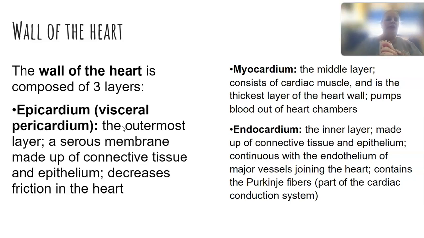Your myocardium is your middle layer, which consists of cardiac muscle and is the thickest part of the heart wall. This is the pretty thick layer right here, and it pumps blood out of the heart chambers. And then your endocardium, which is made up of connective tissue. I don't know if you can quite see the texture, but this is all connective tissue on the inside of your heart. That's your endocardium. It's made up of connective tissue and epithelium and is continuous with the endothelium of the major vessels joining the heart.